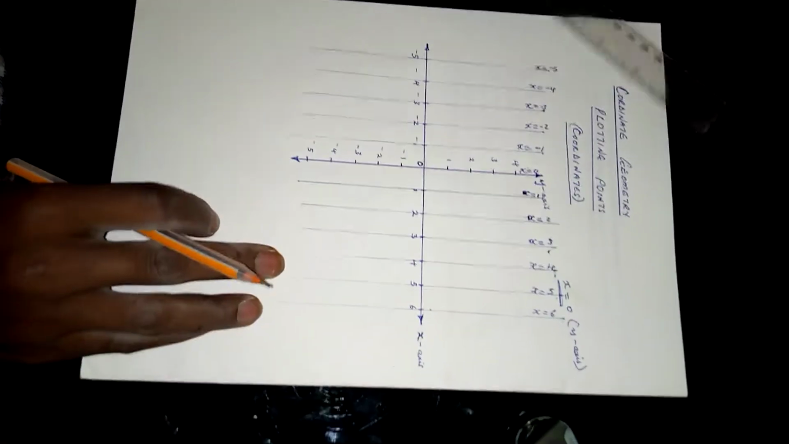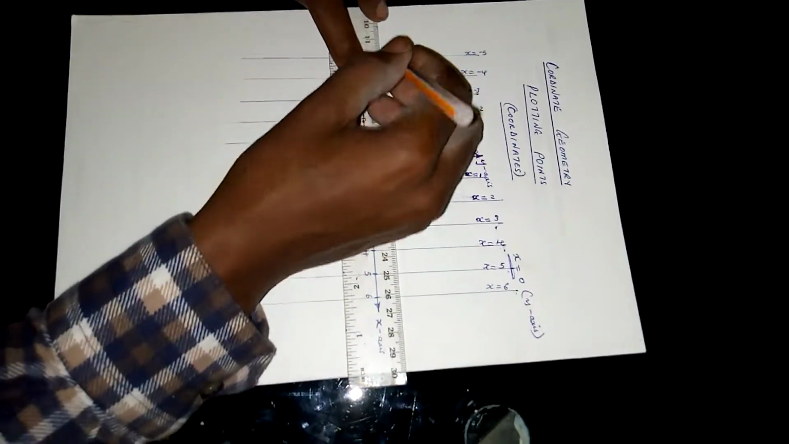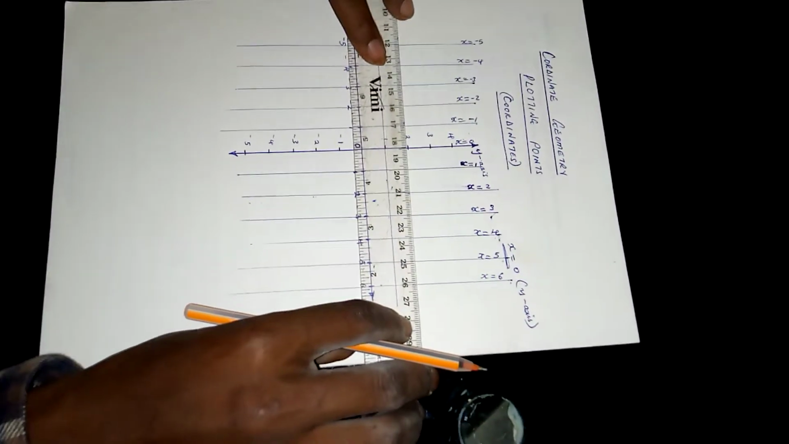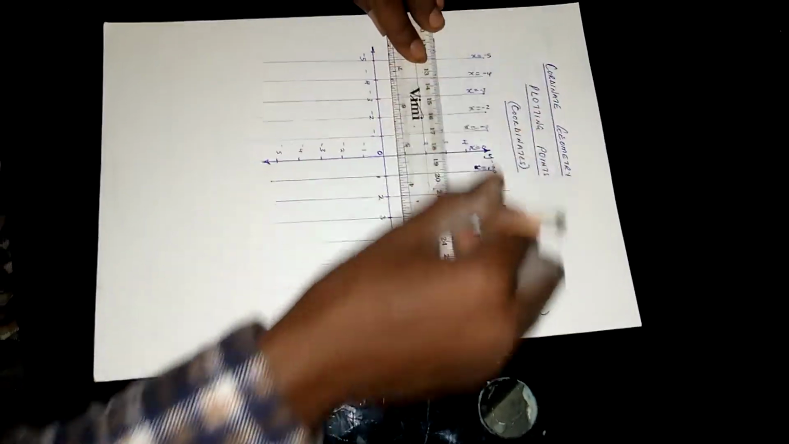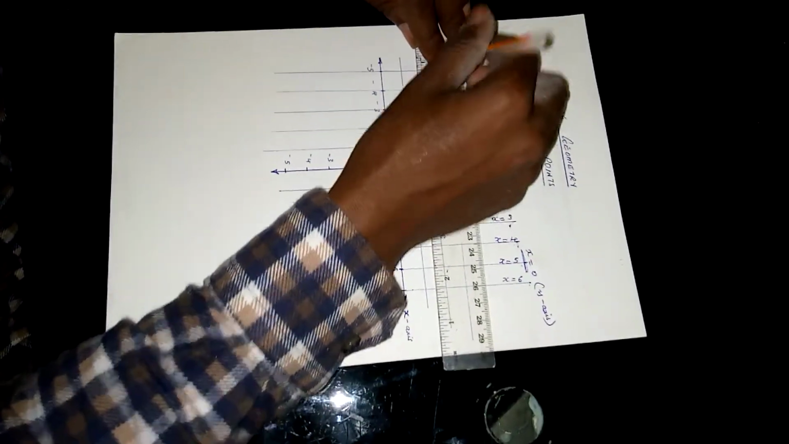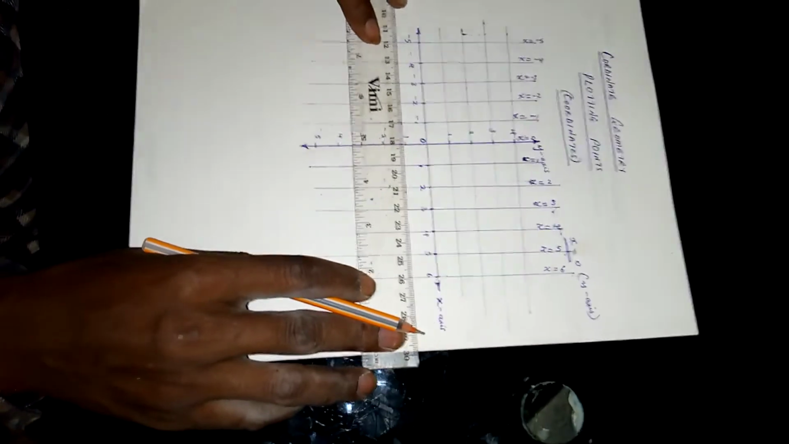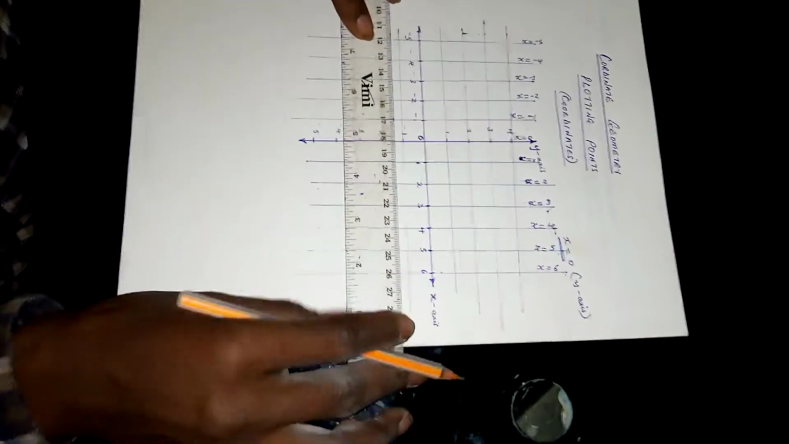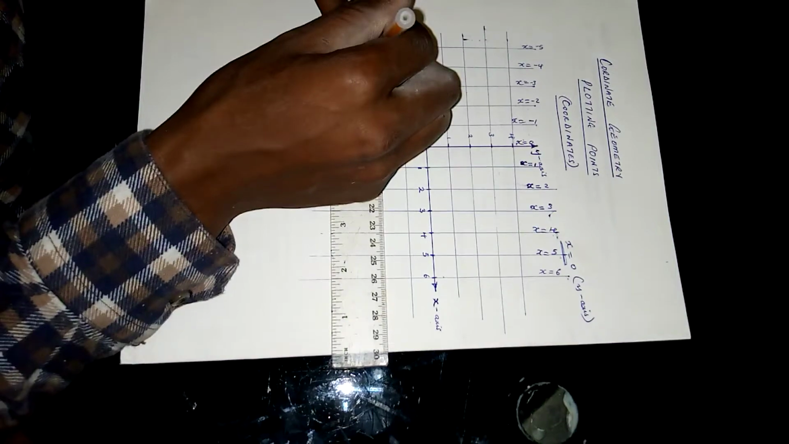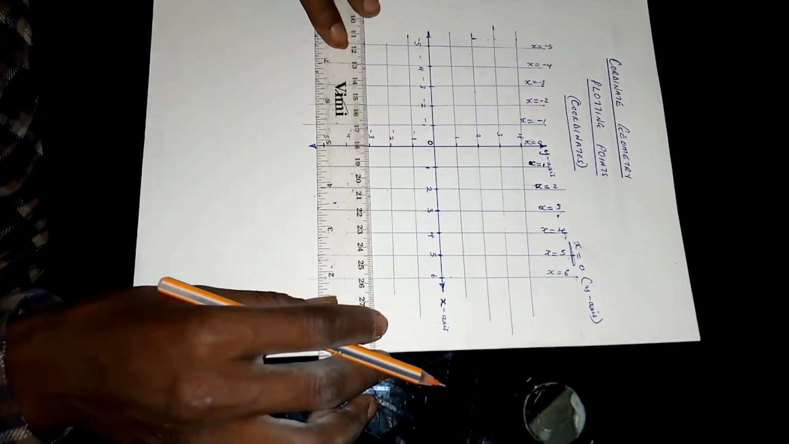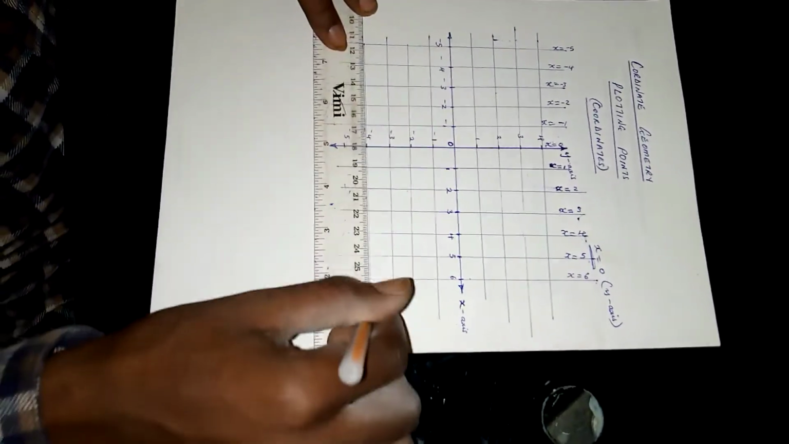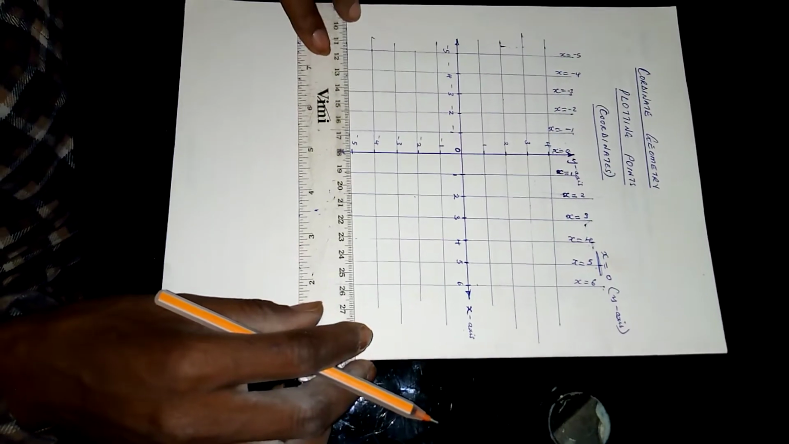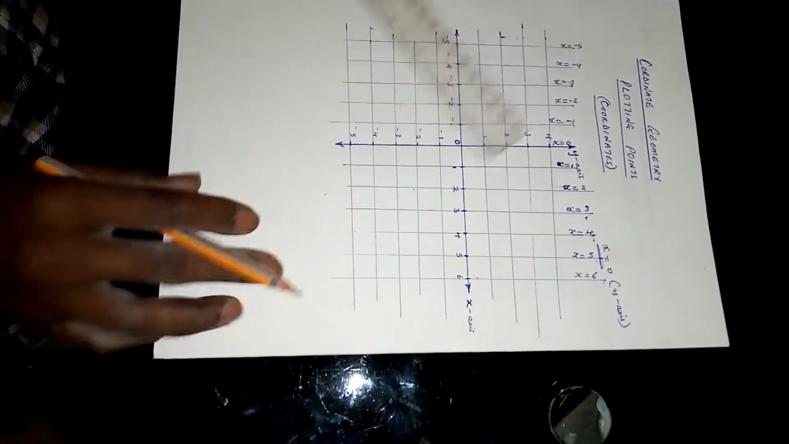Let's come now to the horizontal lines, which are parallel to the x-axis. I will have a line that will pass through there, another line that will pass through there, and so on, and one more last line which will pass through here.